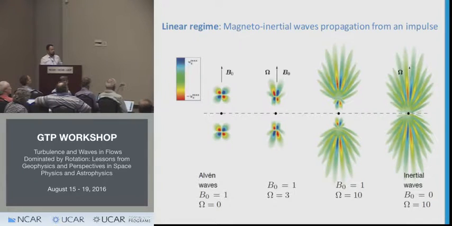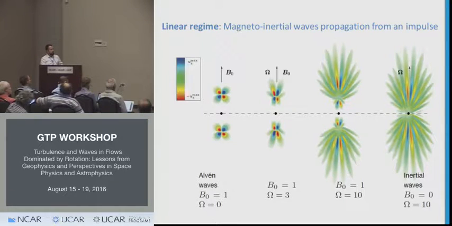If you add some magnetic field, then you have... I'll just comment on the Alfvén waves here. If you have no rotation and a magnetic field, you have propagation of waves along the field lines here.